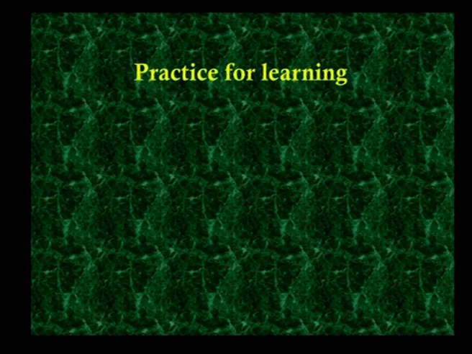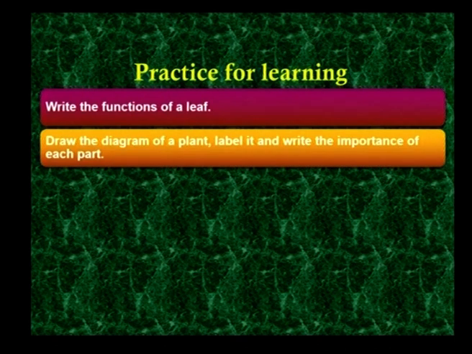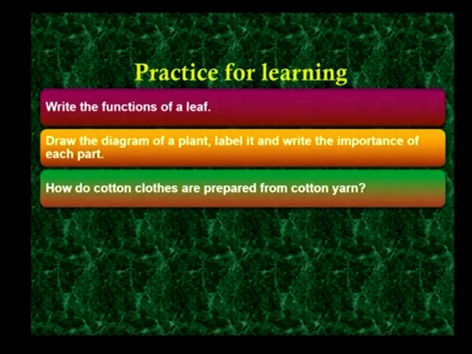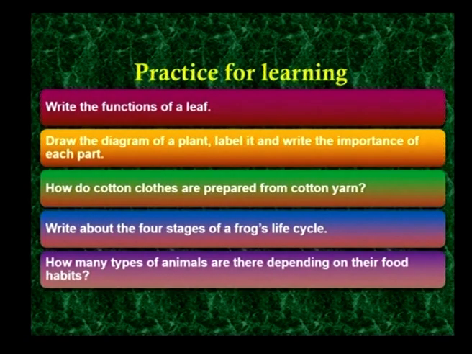It is time for evaluation. Try to answer these questions. Write the functions of a leaf. Draw the diagram of a plant, label it and write the importance of each part. How are cotton cloths prepared from cotton yarn? Write about the four stages of a frog's life cycle. How many types of animals are there depending on their food habits?